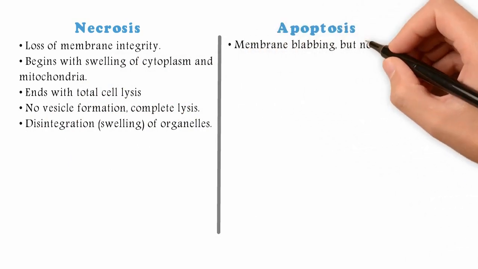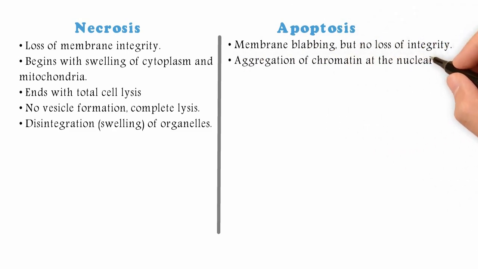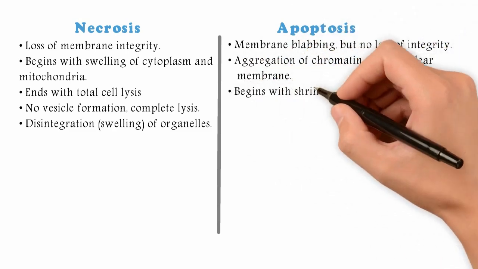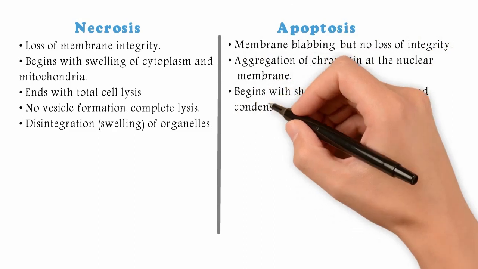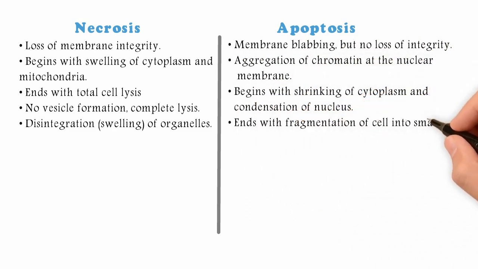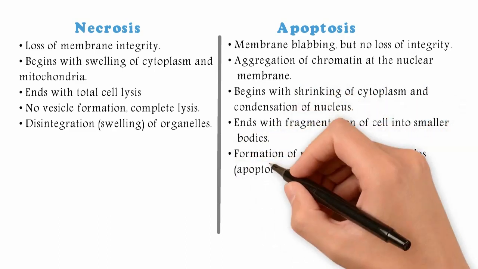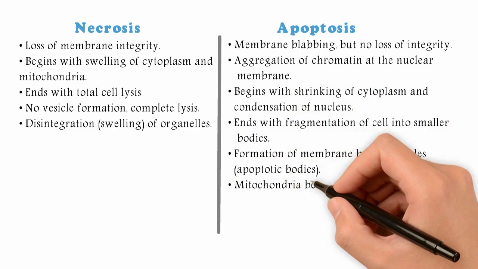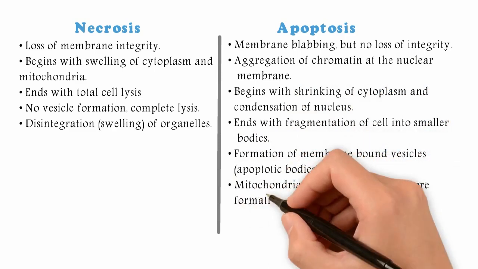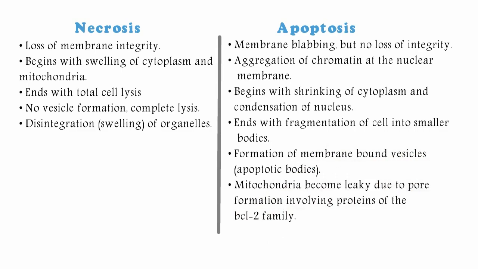Apoptosis: membrane blebbing, but no loss of integrity. Aggregation of chromatin at the nuclear membrane. Begins with shrinking of cytoplasm, condensation of nucleus. Ends with fragmentation of cell into smaller bodies. Formation of membrane-bound vesicles, apoptotic bodies. Mitochondria become leaky due to pore formation involving proteins of the BCL2 family.